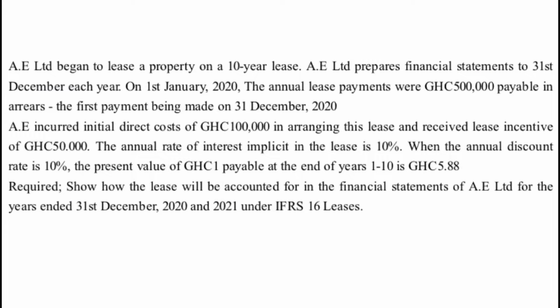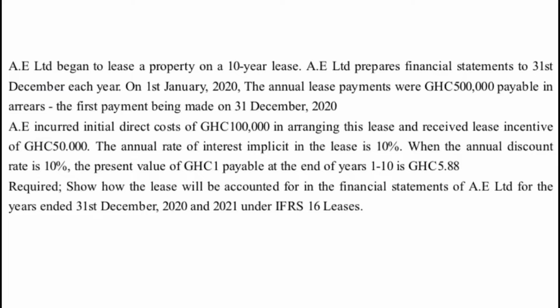A Limited began to lease a property on a 10-year lease. A Limited prepares financial statements to 31st December each year. On 1st January 2020, the annual lease payments were 500,000 Ghana cedis payable in arrears, the first payment being made on 31st December 2020. A Limited incurred initial direct costs of 100,000 Ghana cedis in arranging this lease and received a lease incentive of 50,000 Ghana cedis. The annual rate of interest implicit in the lease is 10%.